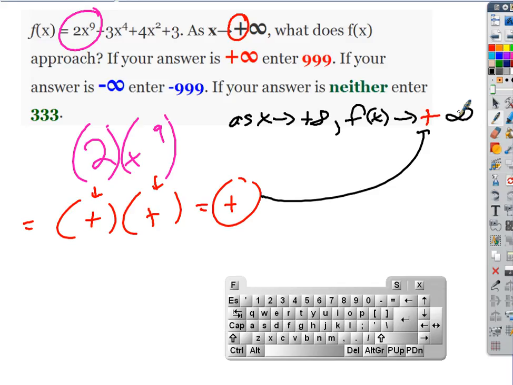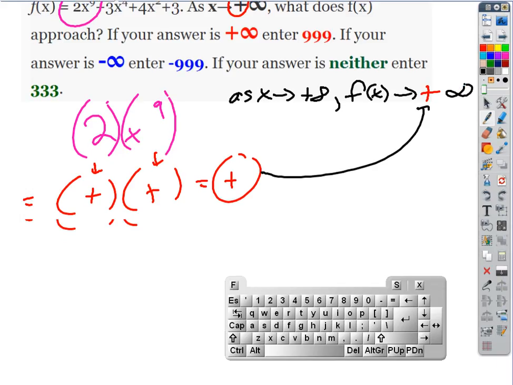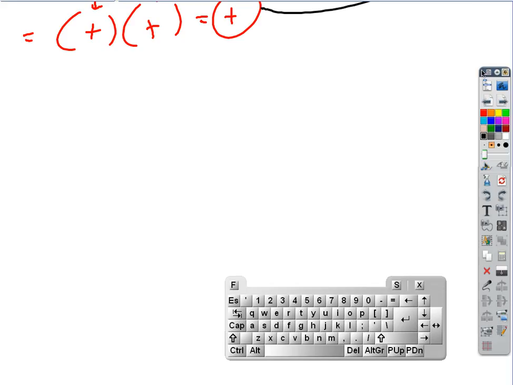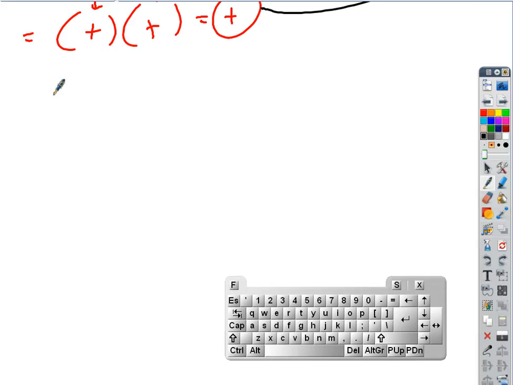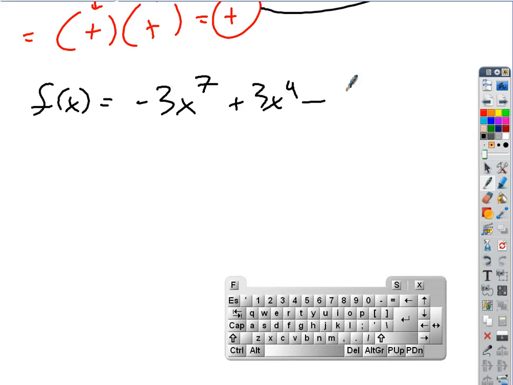Let's look at one more quick example of that. What if we had f of x equals, let's say, -2x to the 7 plus 3x to the 4th minus 1. How about that? As x approaches negative infinity, f of x approaches what? Positive or negative? Okay, how are you getting that? Negative, because a negative number to an exponent can't be negative, so okay, good.